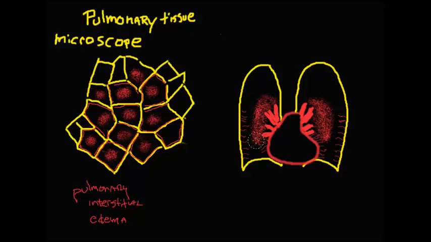So we're going to change that name. That's a worsened type of edema. So instead of calling that interstitial edema, we're going to call that pulmonary alveolar edema or airspace edema. Alveolar edema. So that's our progression.